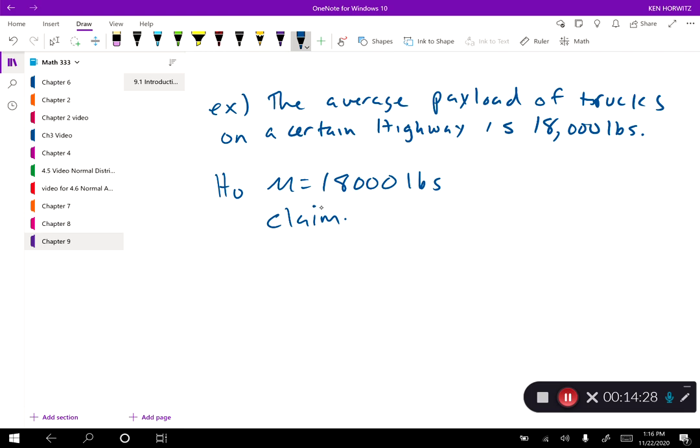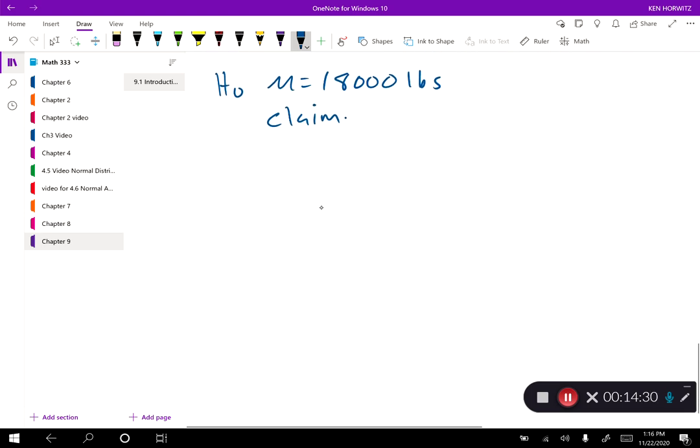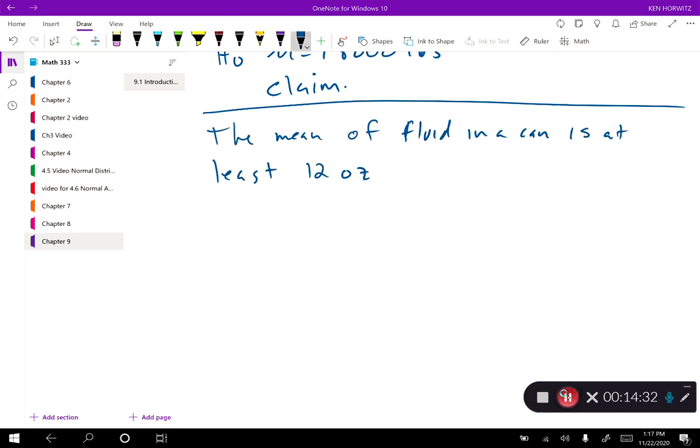All right, so let's try one more. The mean of fluid in a can is at least 12 ounces. All right, now this could relate to soda. It could relate to water. Could relate to beer. Could relate to a variety of different things. And very often, companies will test how much fluid is in a can to make sure that they're not shortchanging their customers.